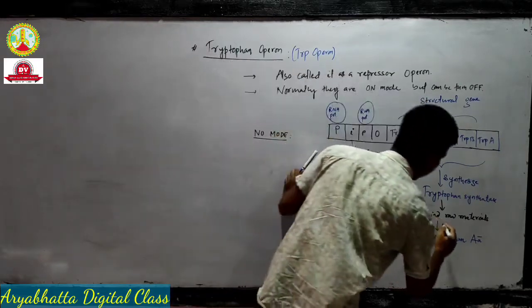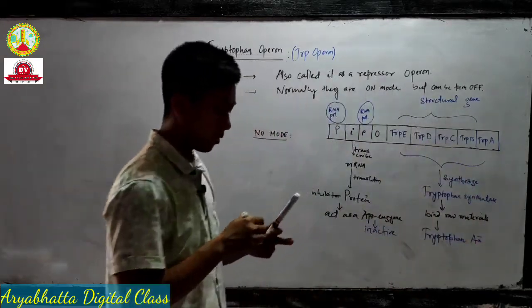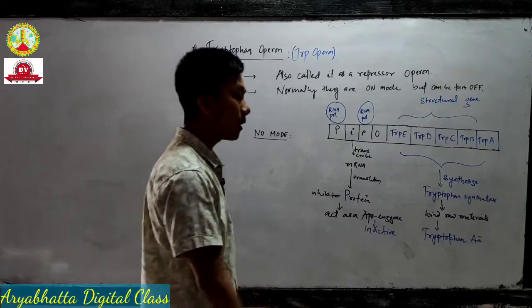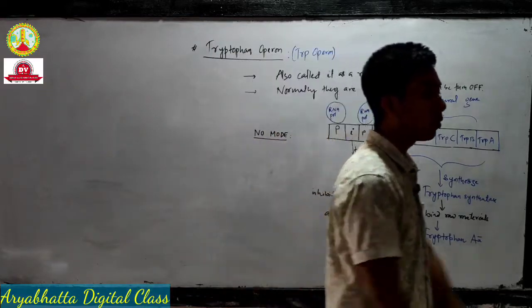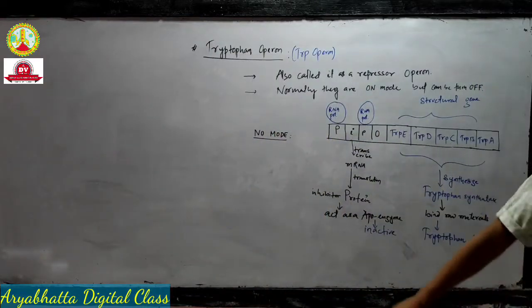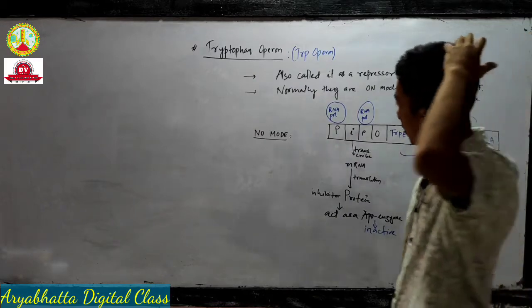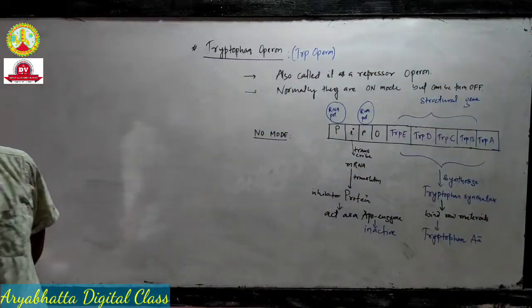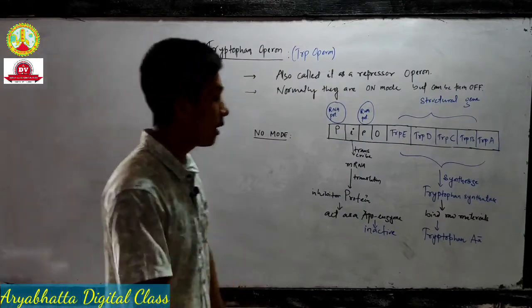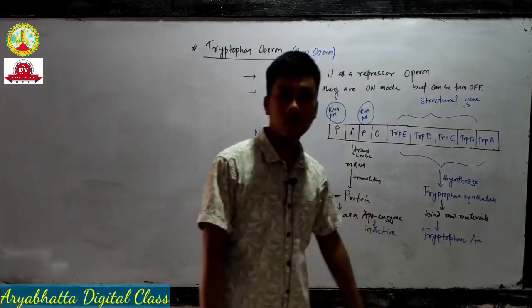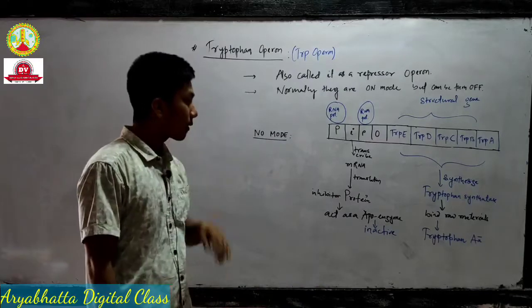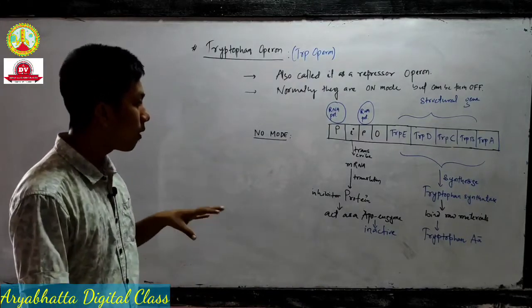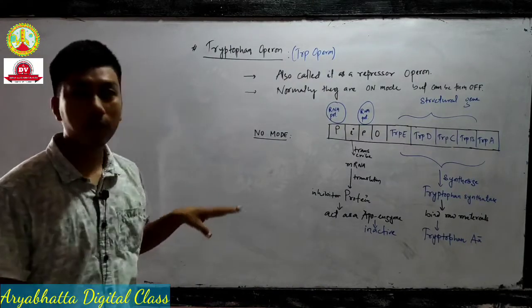Tryptophan amino acid, which is required for the bacteria to develop or for reproduction or for normal growth. Just like glucose and galactose, they also require tryptophan amino acid. Okay, that's how they synthesize tryptophan amino acid.